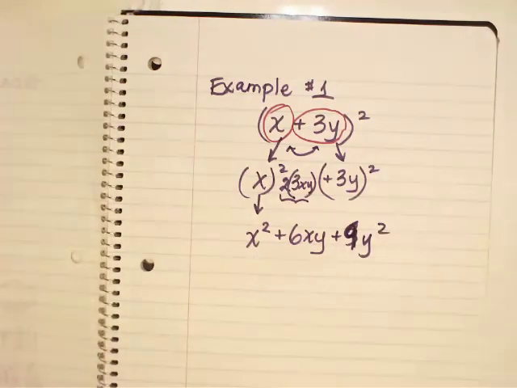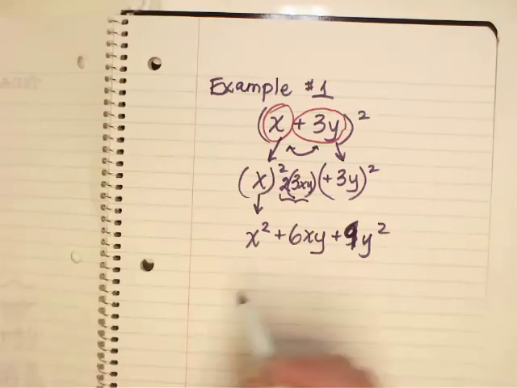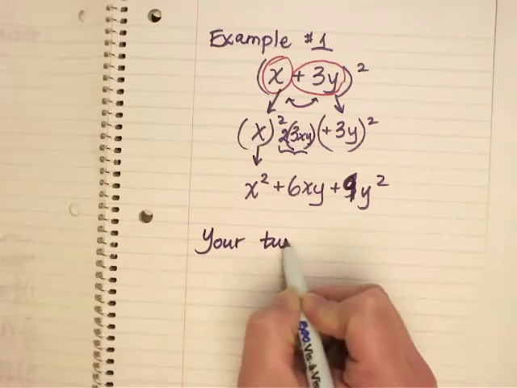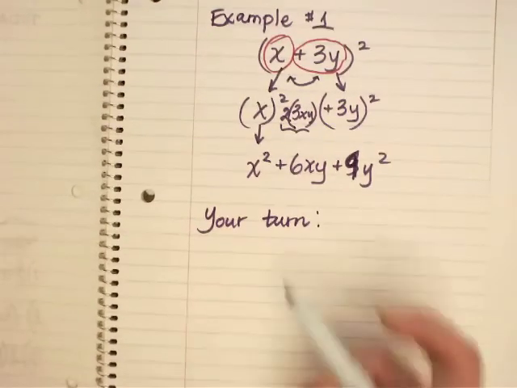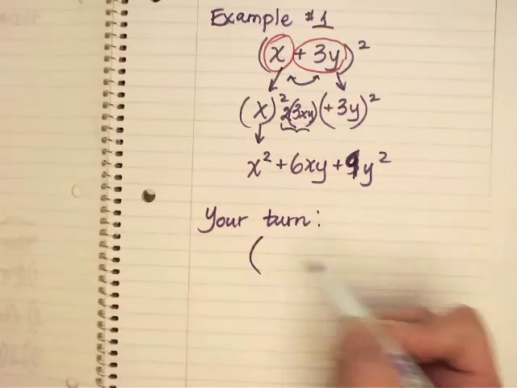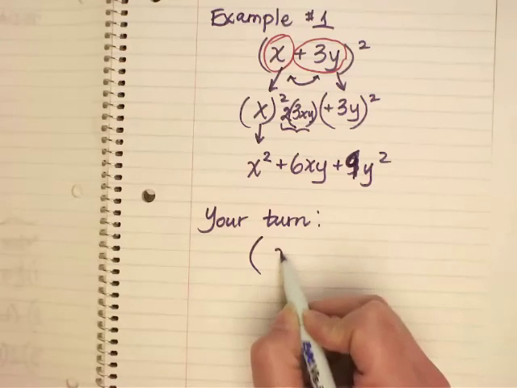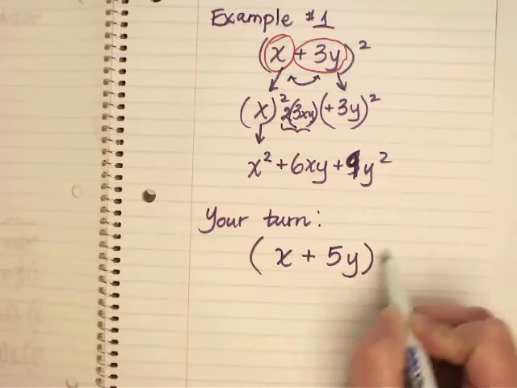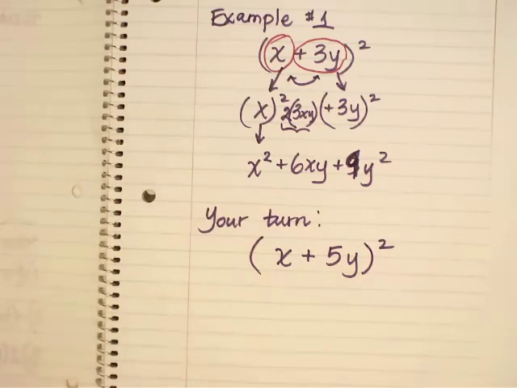Okay, so now let's go ahead and give this other one a try. Okay, your turn. Go ahead and try this one. If you had x plus 5y quantity squared, pause here and go ahead and give it a try.